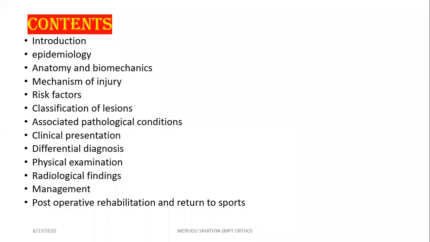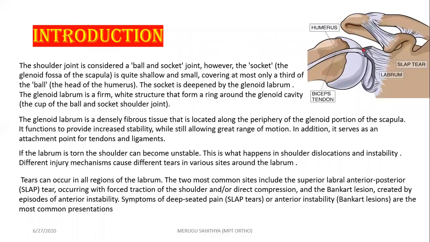The contents which I am going to discuss are the introduction, epidemiology, anatomy and biomechanics, mechanism of injury, risk factors, classification of the lesions, associated pathological conditions, clinical presentation, differential diagnosis, physical examination, radiological findings, management, post-operative rehabilitation, and return to sports. Coming to the introduction, the shoulder joint is considered a ball and socket joint.